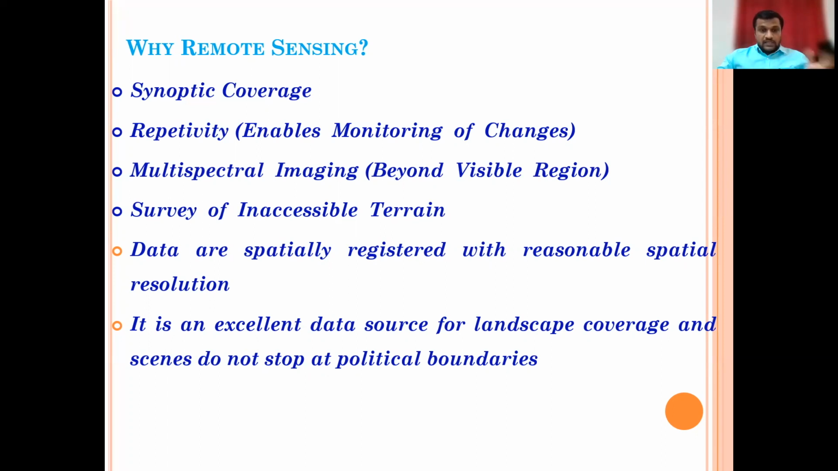All the data sets acquired by remote sensing are spatially registered and have some spatial resolution. Spatial resolution is the ability of a sensor to distinguish different close objects on the earth surface. It is also an excellent data source for landscape coverage, and it gives us information without any political boundaries.